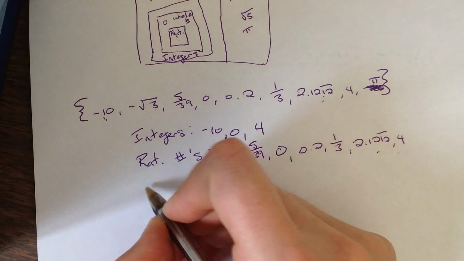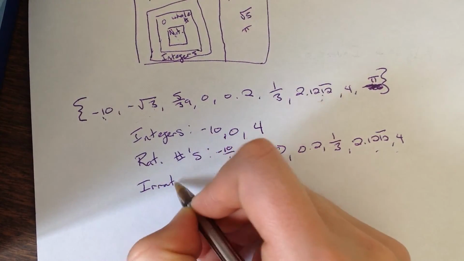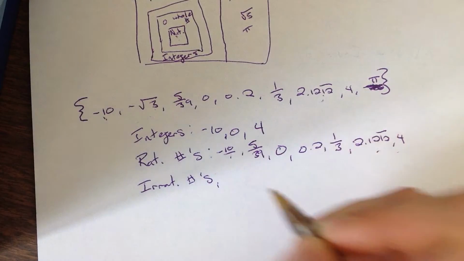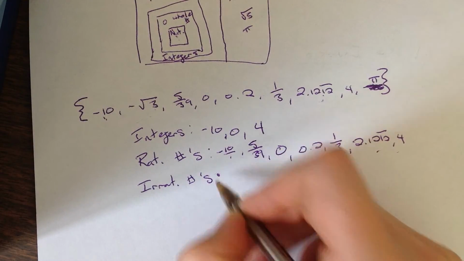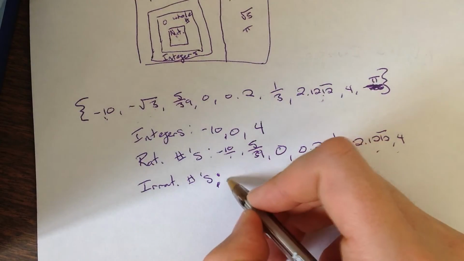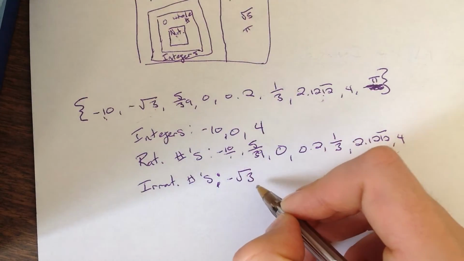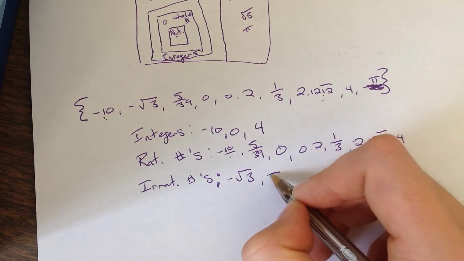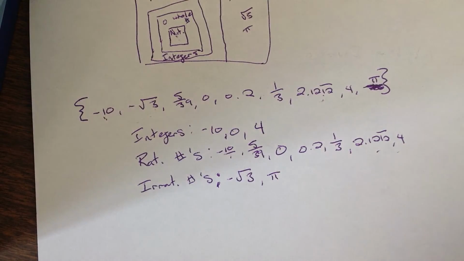Then if we throw on irrational numbers, these are any of the numbers that can't be written as a fraction. Well, negative square root of 3 and pi would be our two that fall under that category.